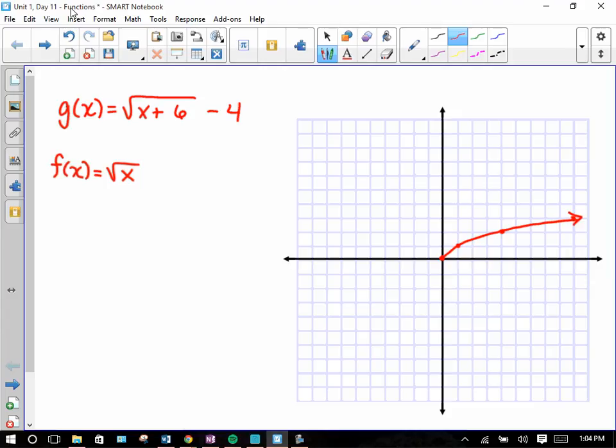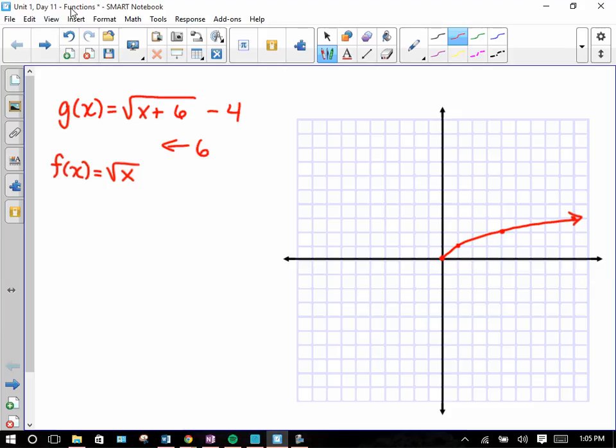Okay. Now we were talking about transformations on Friday. This x plus 6, how is this going to transform this function? 6 units to the left. So this x plus 6 is moving this graph 6 units to the left. Any questions? It's moving every point on the graph to the left 6 units.